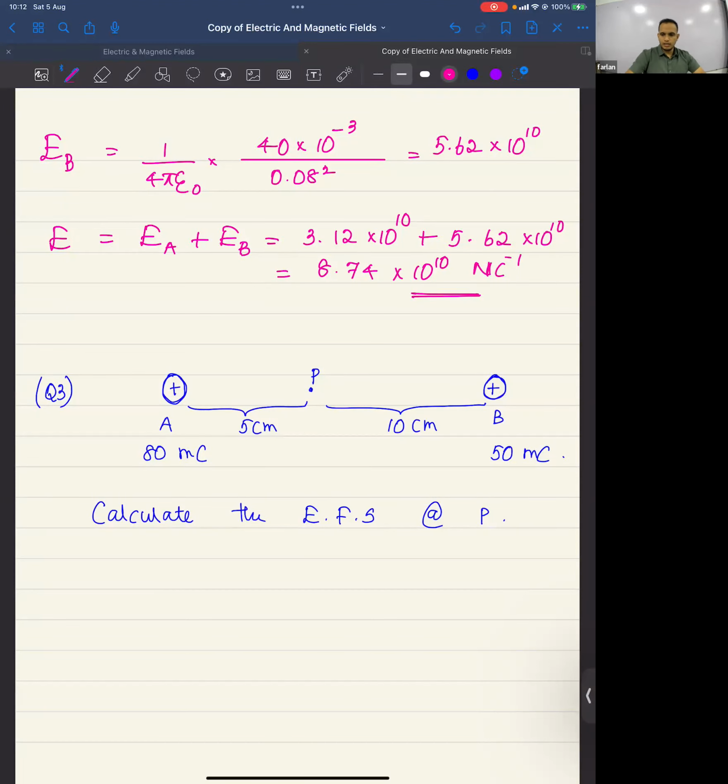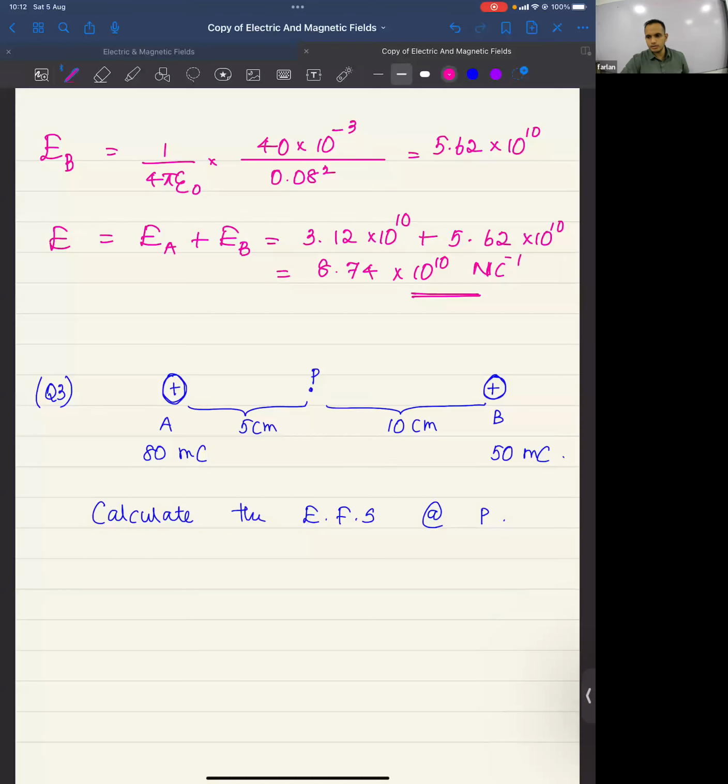Is that okay? Any questions? We added them, Yusuf. We added them. The difference is that I took it separately and then added them. Okay.